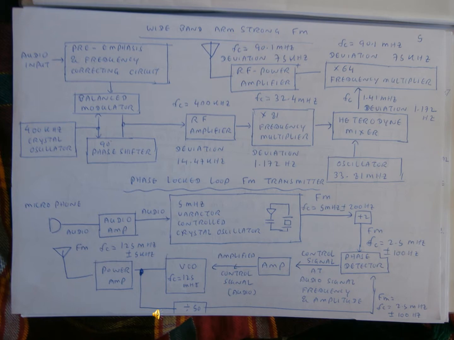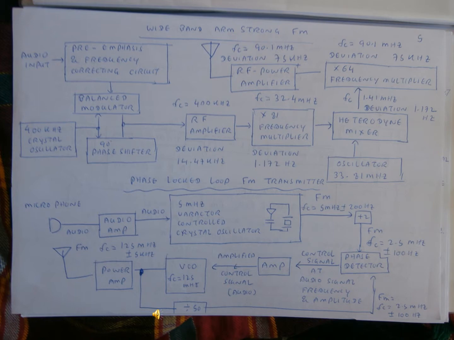And then we also utilize the phase lock loop for the frequency modulated transmitter. From the microphone, the audio signal passes through the audio amplifier. This audio frequency is connected to the 5 MHz variator-controlled crystal oscillator. The output of the variator-controlled oscillator is fc equal to 5 MHz plus or minus 200 Hz. It is divided by 2, and then this frequency modulated output is 2.5 MHz plus or minus 100 Hz.